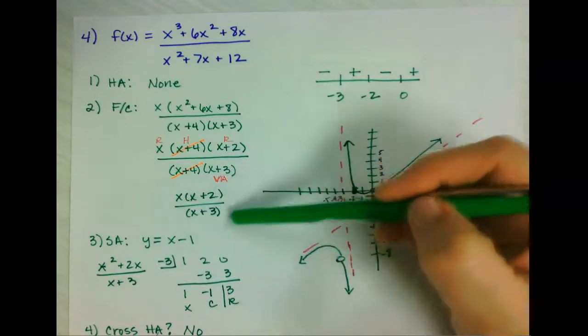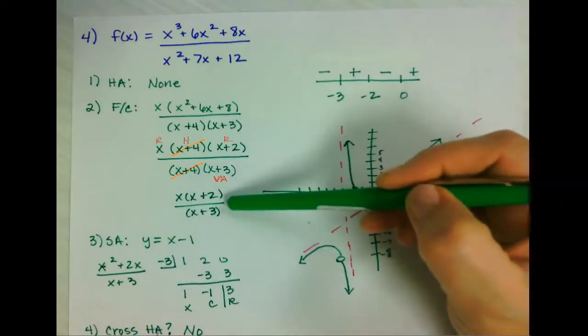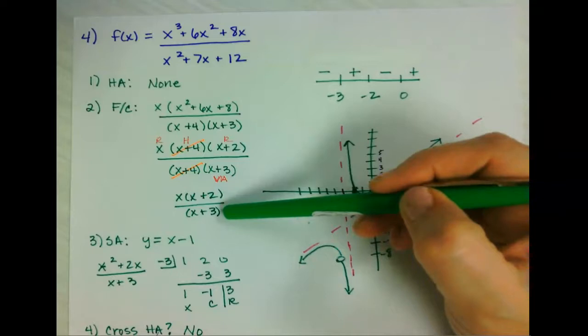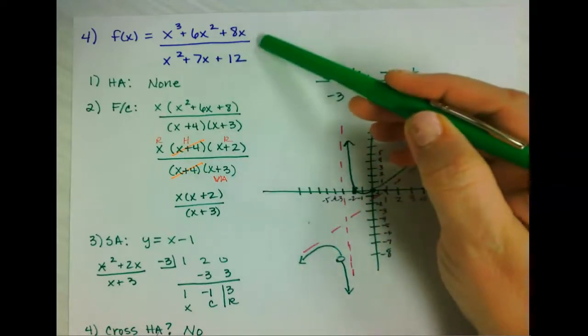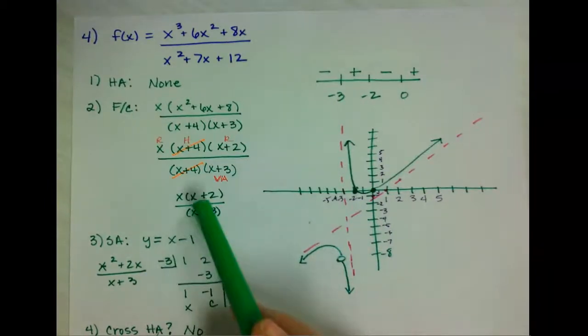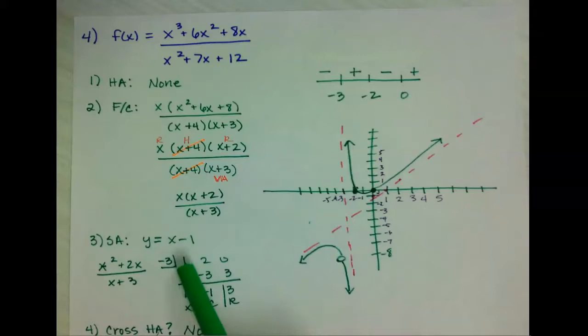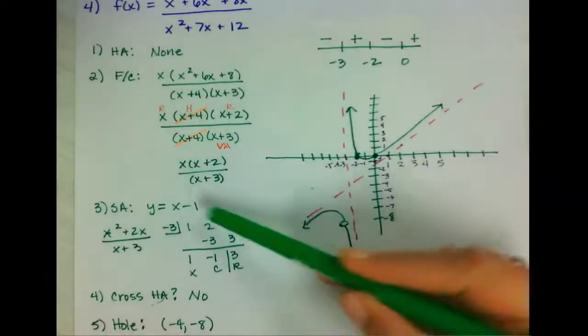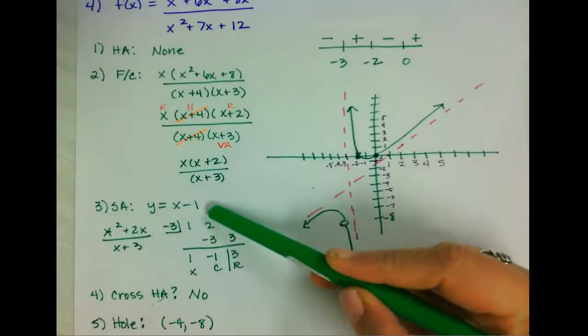So once I get the simplified form, this is what I'm going to use to do the division with, because it's a whole lot easier to do synthetic with this form than it would be to do long division with this form. So I put my -3 from the bottom. I have x squared plus 2x on top. So there's a coefficient of 1, there's a coefficient of 2, and there is 0. So I do my division and I get x minus 1. Okay, so once we have the slant asymptote, its equation is y equals x minus 1.